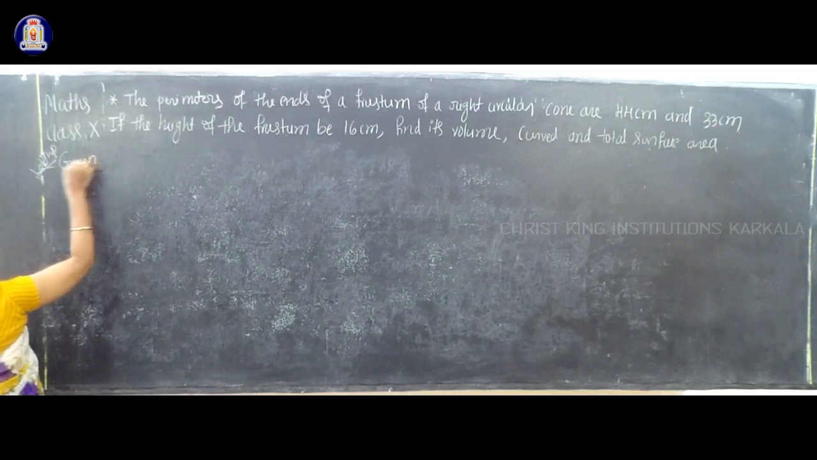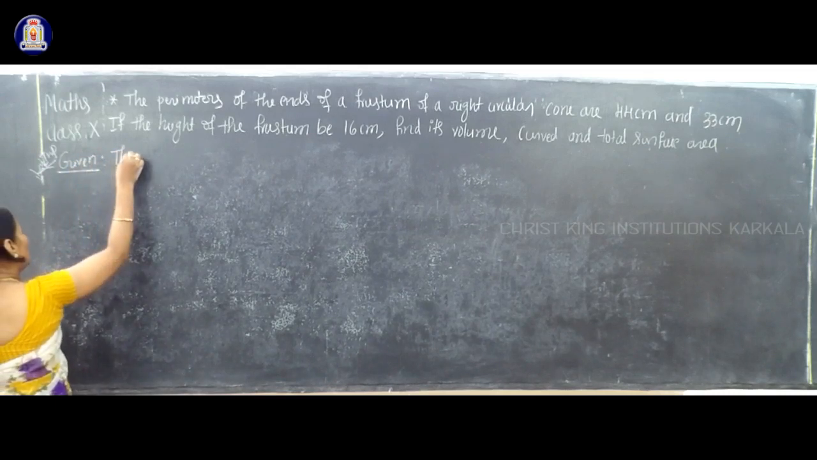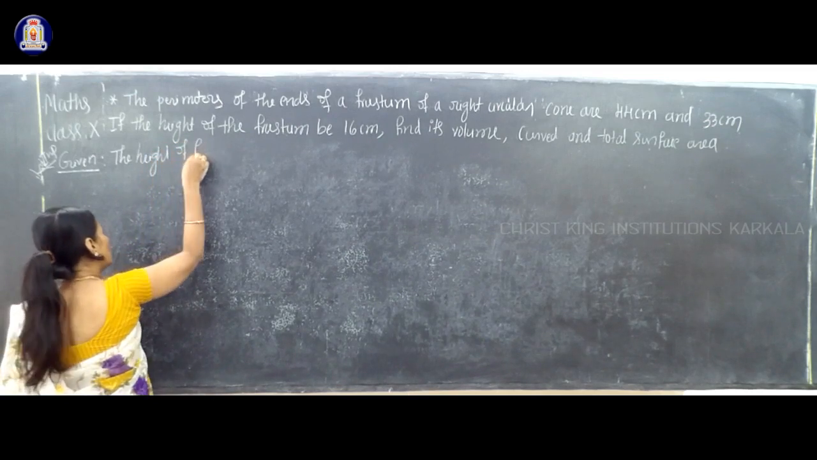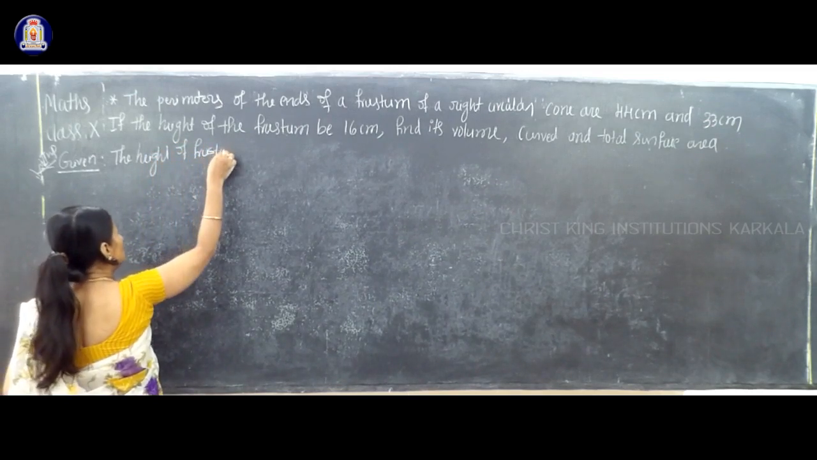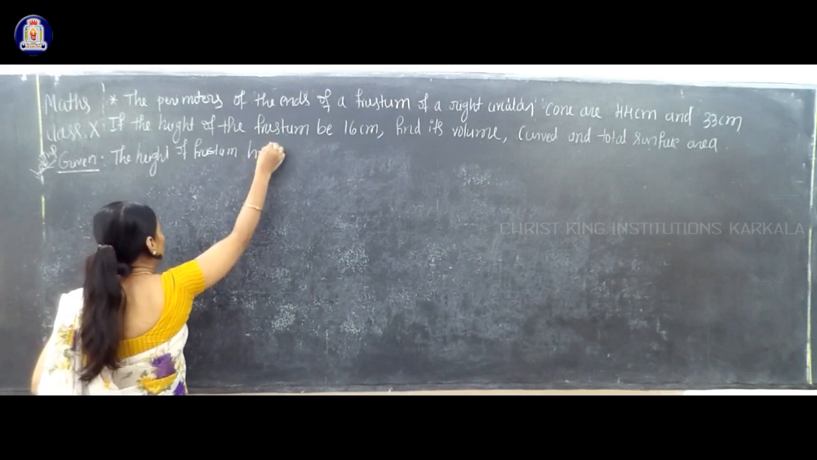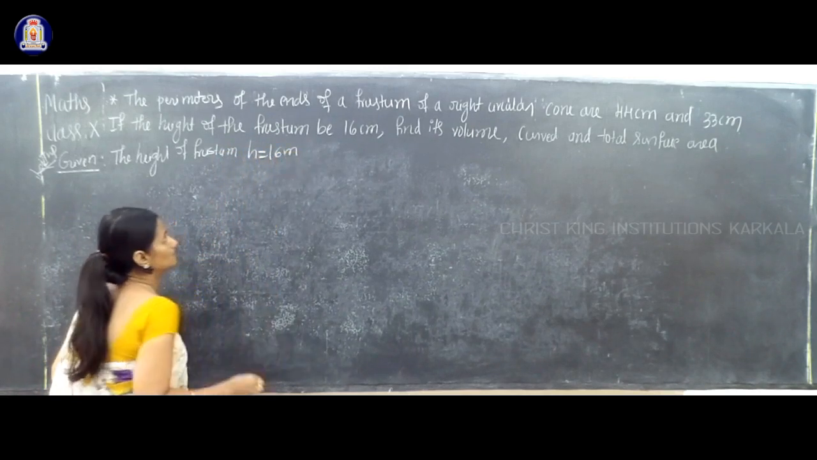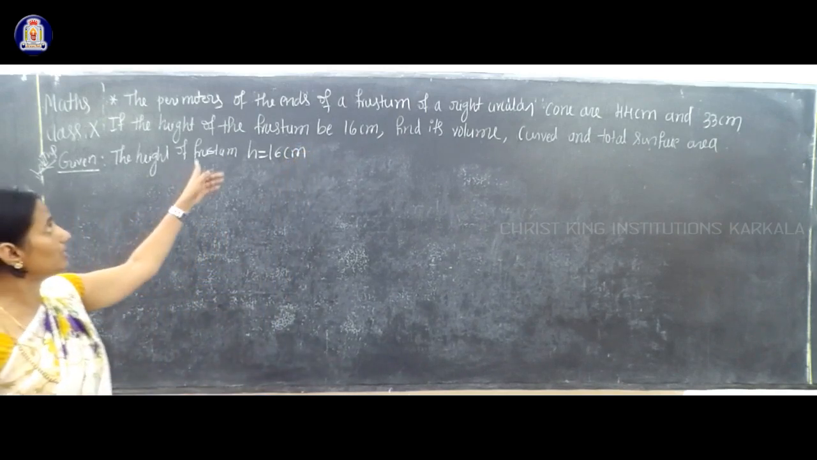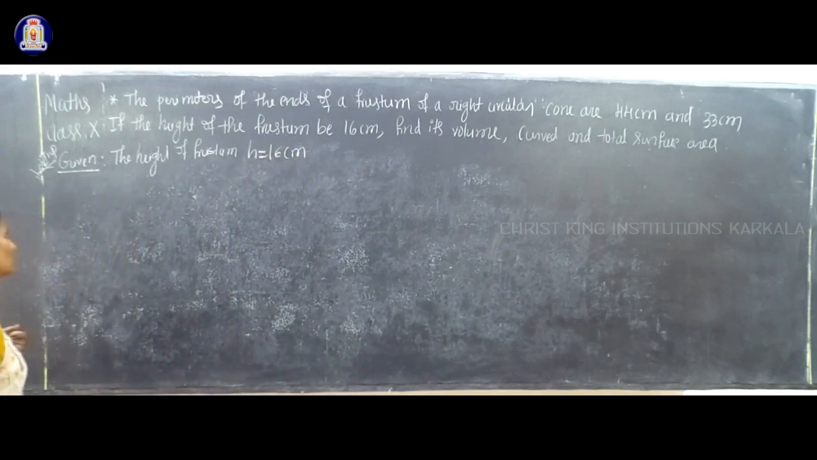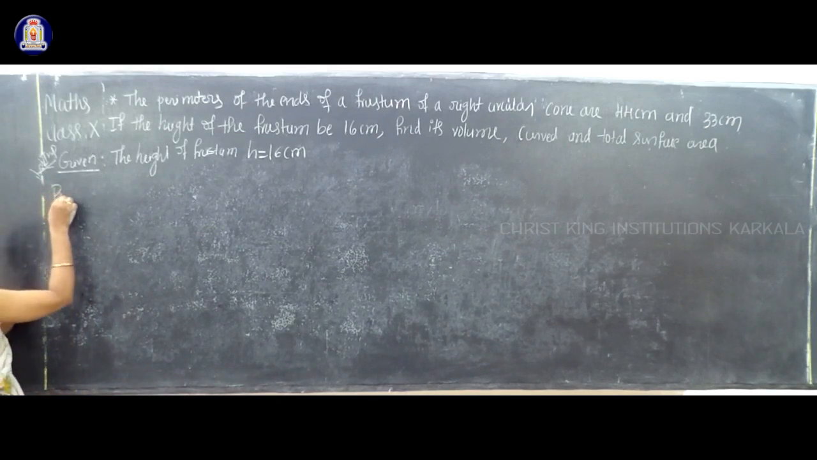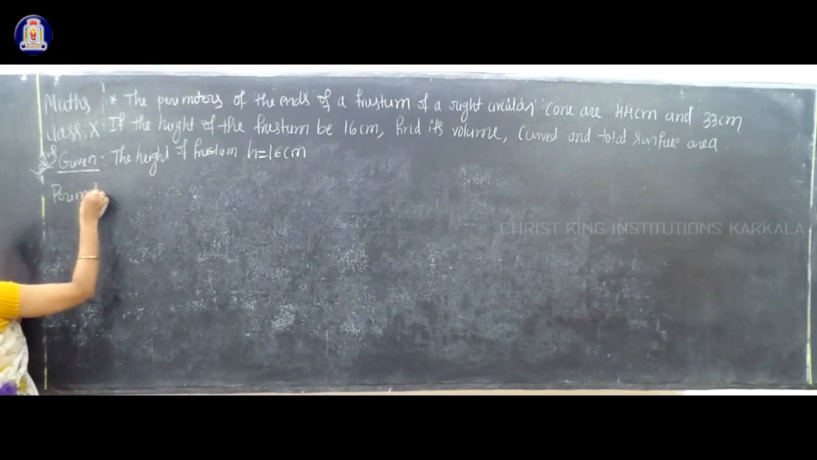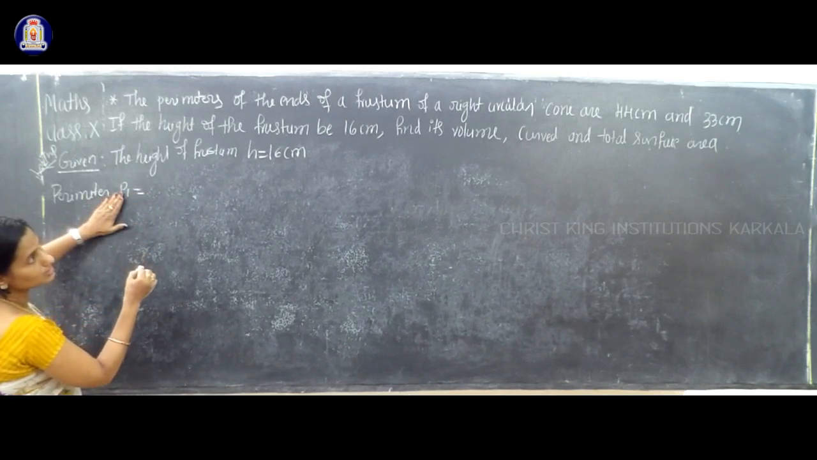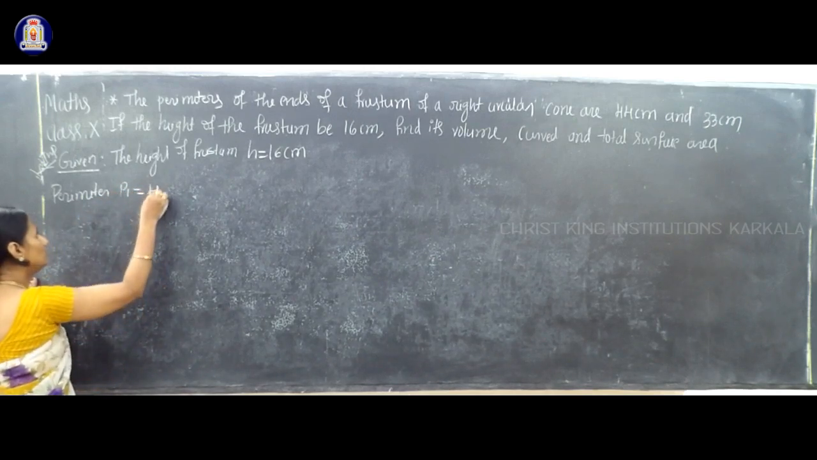Given here is the height of the frustum. So height of frustum H is equal to 16 centimeter. The next, perimeters of ends of frustum. So perimeter P1 is equal to how much? It is equal to 44 centimeter, right?